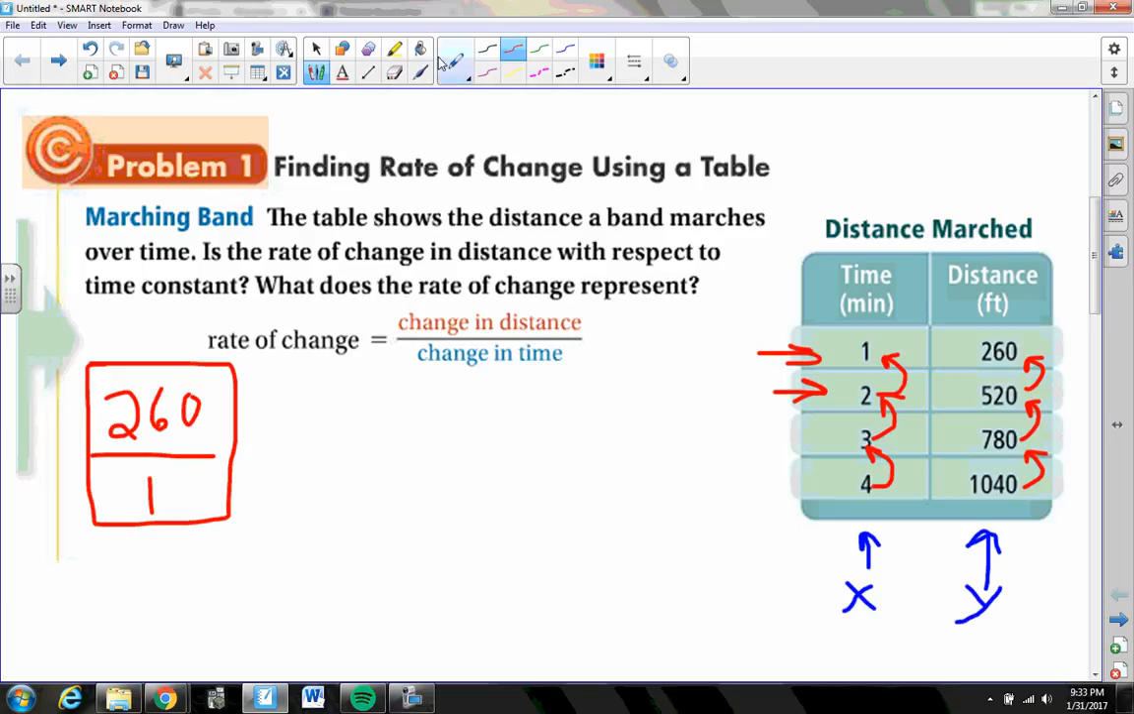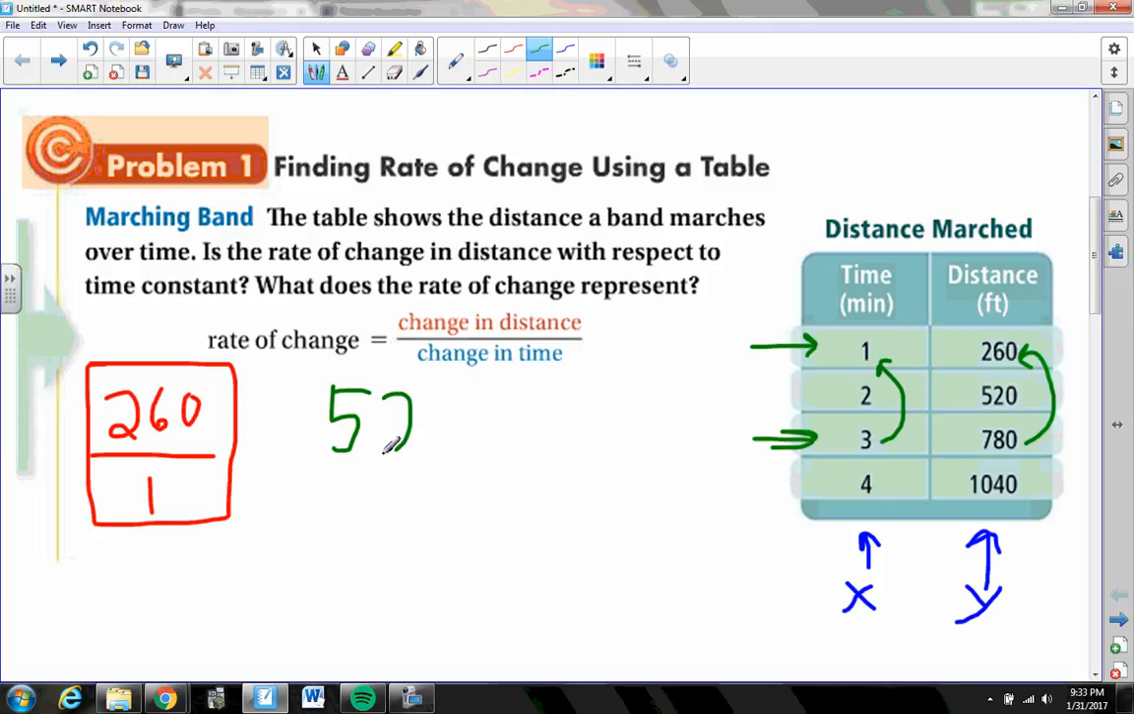Now the thing that I want to show you is that it doesn't actually matter which 2 points I use. I can even take this third point, that middle one right there, with 3 minutes, and use this point 1 minute up top. Okay, and subtract there, and subtract here. So then what's 780 minus 260? Well, that's 520, over the change in my time, which is 3 minus 1, that's 2.